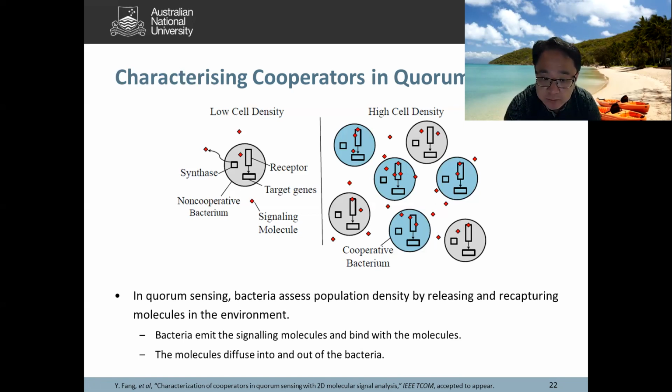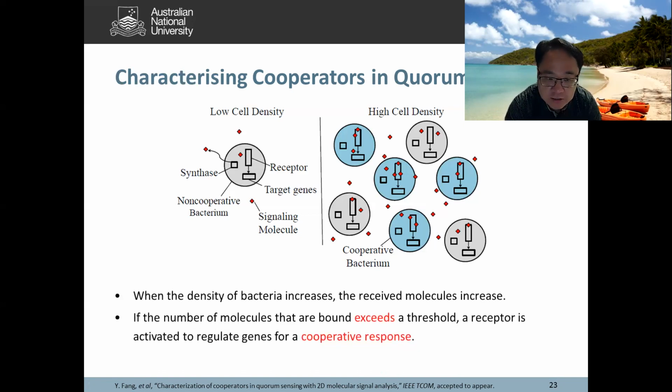So this is the basic principle in quorum sensing. As we mentioned, when the density of bacteria increases, which means we have a larger and larger number of bacteria, the received molecules at each bacterium would increase. And if the number of molecules exceeds a threshold, the receptor of the bacterium is activated. So this bacterium becomes a cooperative bacterium, and its receptor is activated to regulate the genes for a cooperative response.